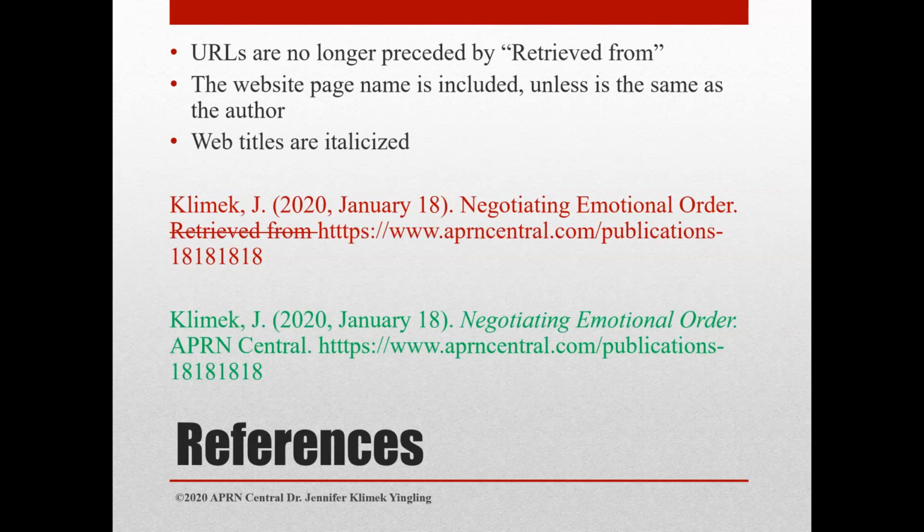Okay. The other thing is, with URLs too, you no longer need to write "retrieved from." I mean, when you think about it, you're like, no kidding. Where else would I have gotten it? So you're going to have your website page. It will be included unless it's the same as the author. Web titles are now italicized. So take a look at the red. That is the old way. The green way is the new way that we will be referencing URLs if we are using those in our references.